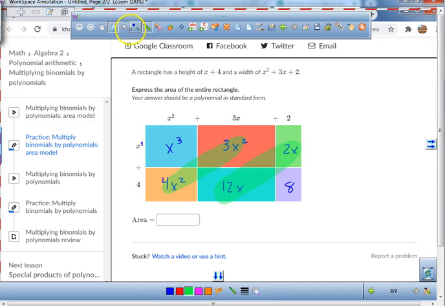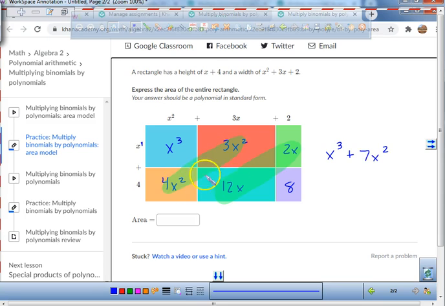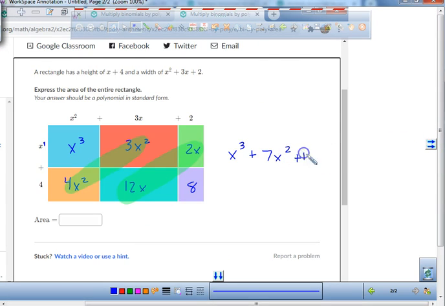Those are also like terms. So here's your final answer. X cubed plus, what's 3 plus 4? It's a total of 7. Do you guys see that? The 3x squared and the 4x squared gives you a total of 7. 2 plus 12 is a total of 14. So it's a total of 14 x's. And what do we add at the end?